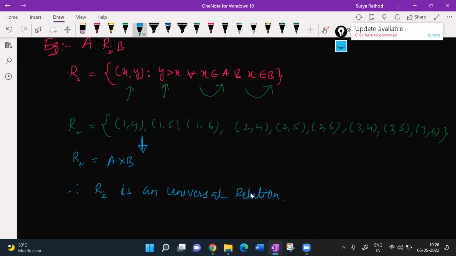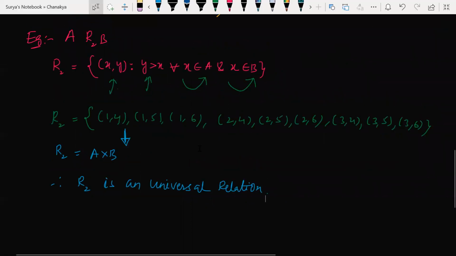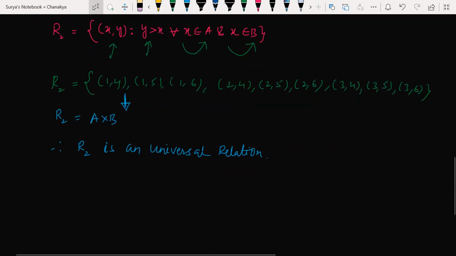Hello? Yes. Now, let me change the question. You can take a note as well, no problem. If anywhere you get any relation which is equal to A cross B, such type of relations are universal relation. You may write a note like that as well, no problem.